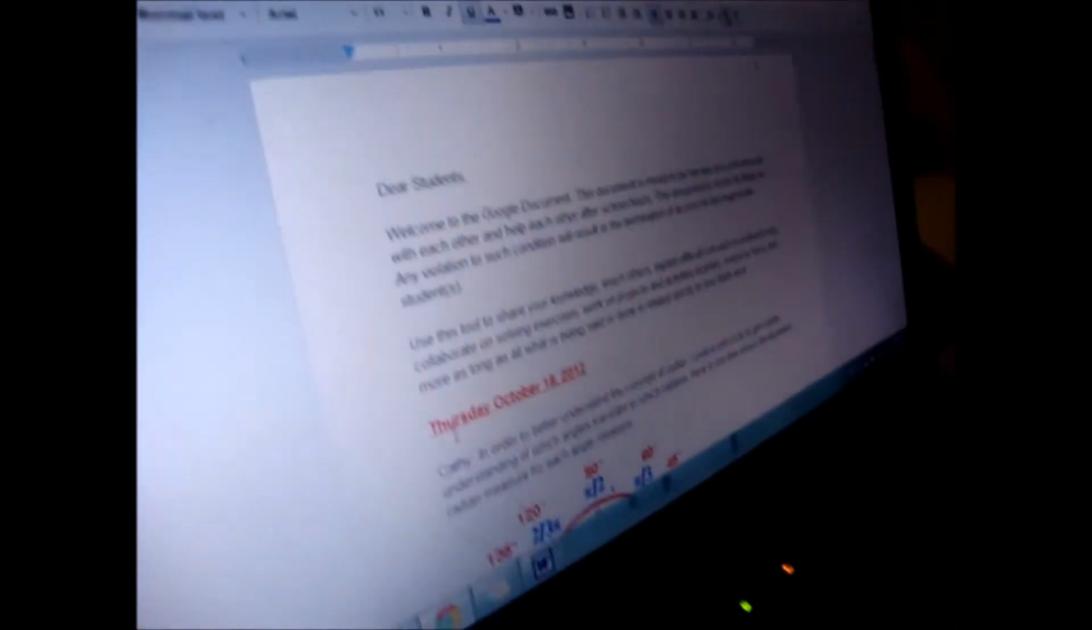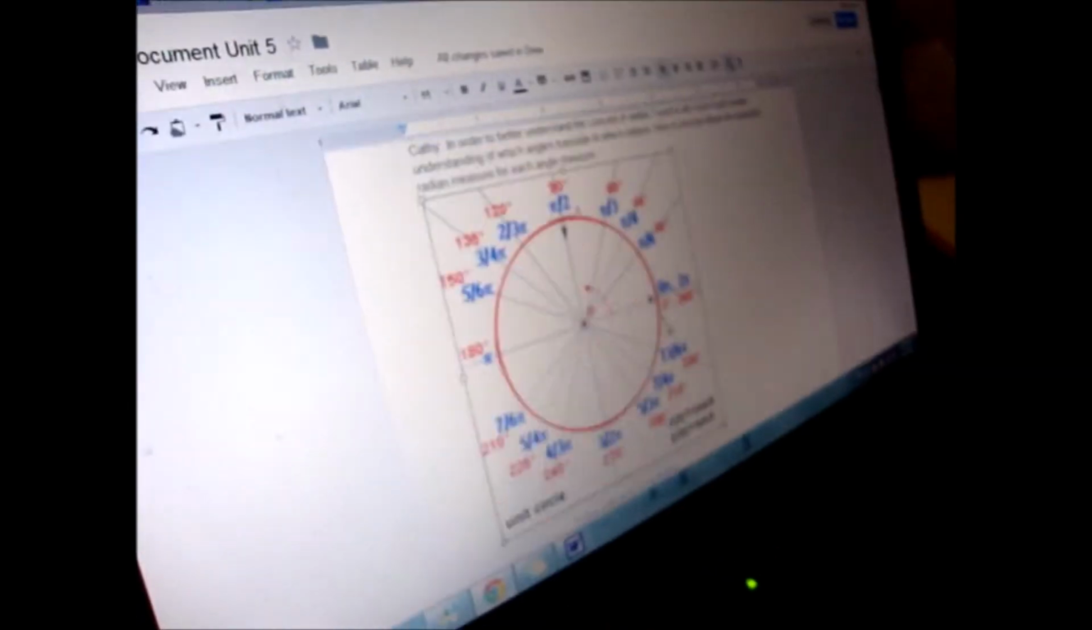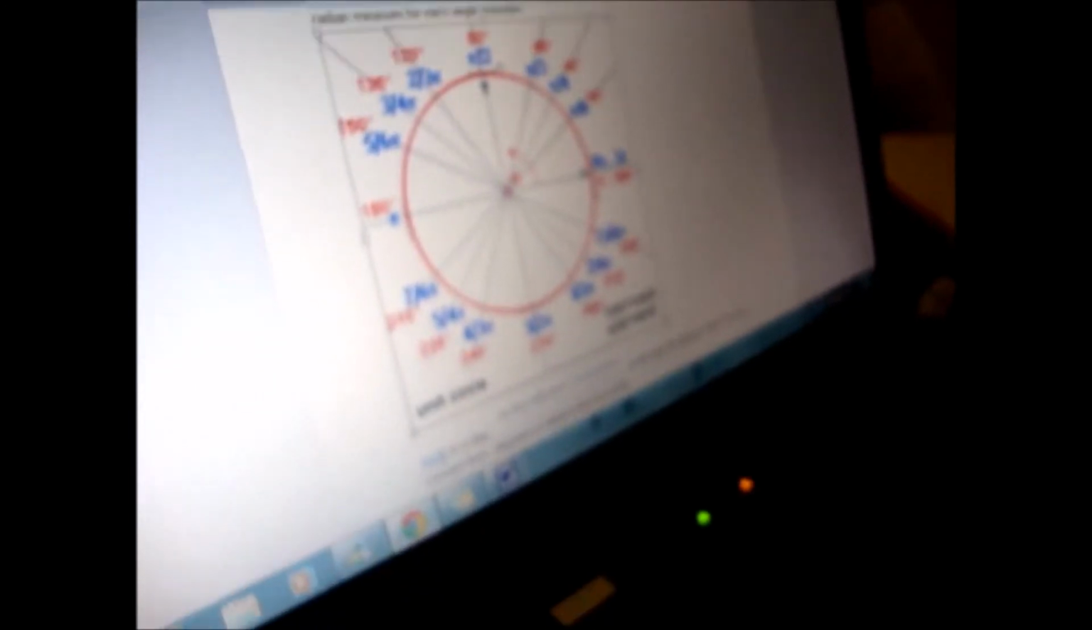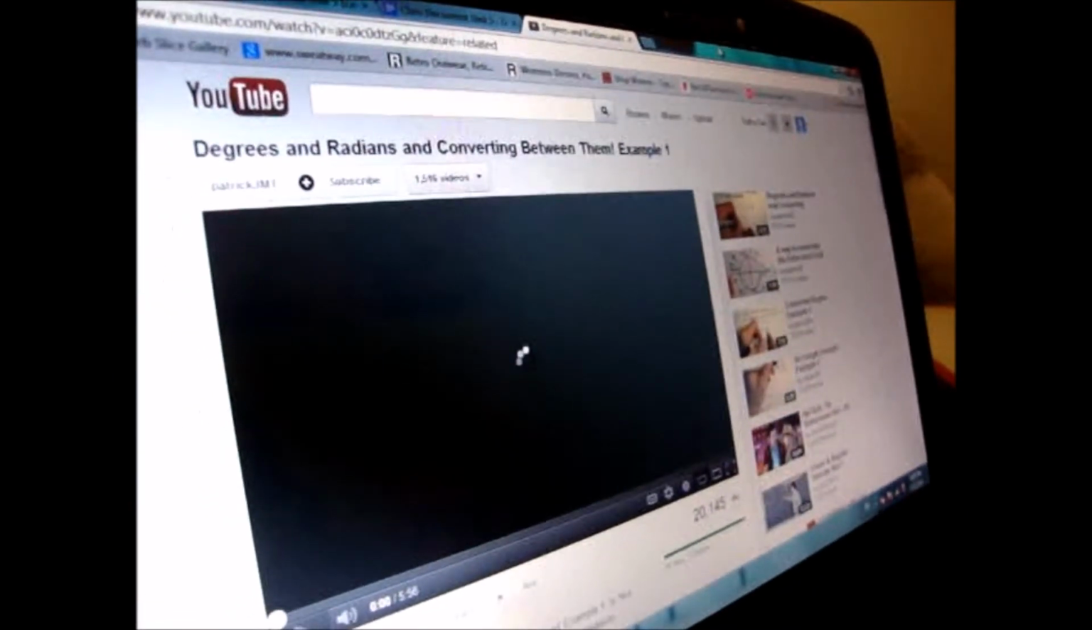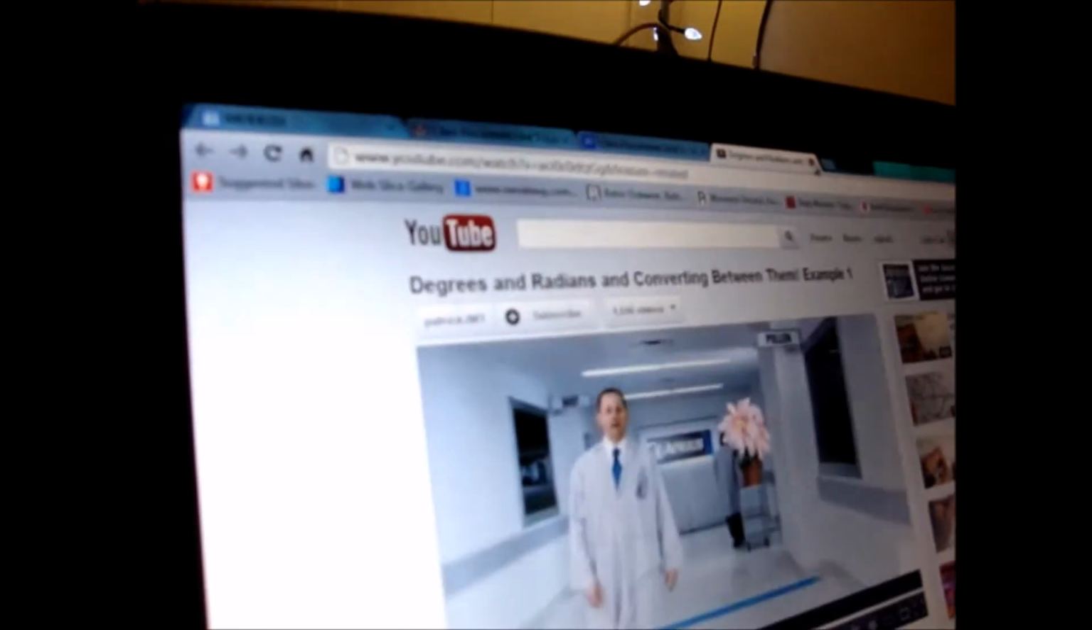Okay, so this is our class discussion page. It's a Google document, and our teacher makes a new one for every unit, so we're on Unit 5 right now. We're going to go all the way back to Thursday, October 18th, where I started this discussion with a diagram illustrating a concept I wanted to show. I also posted a link to a YouTube tutorial, a step-by-step conversion between degrees and radians. There are so many on there.